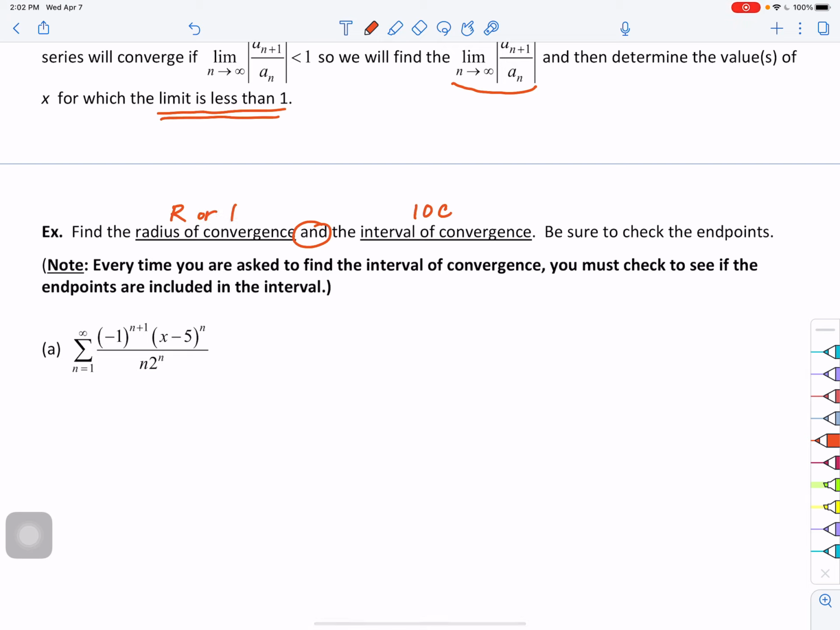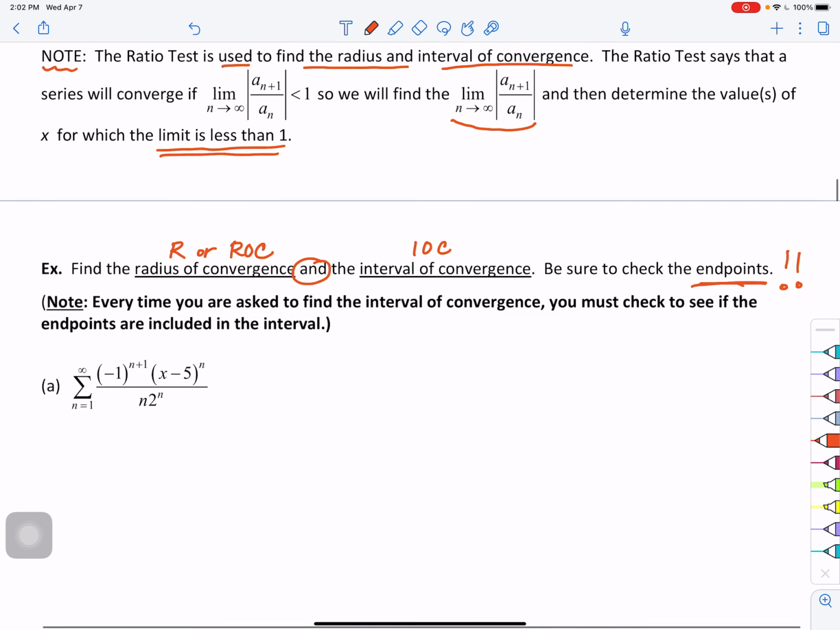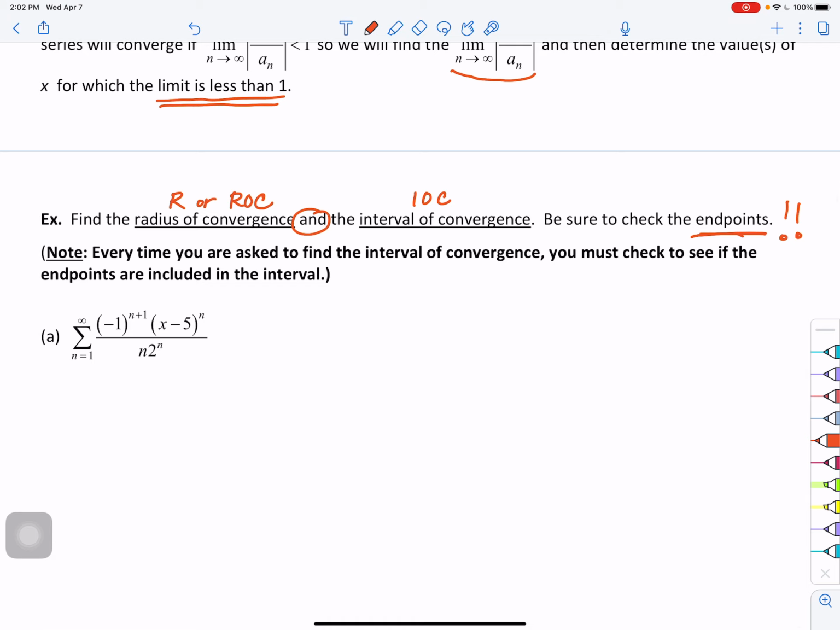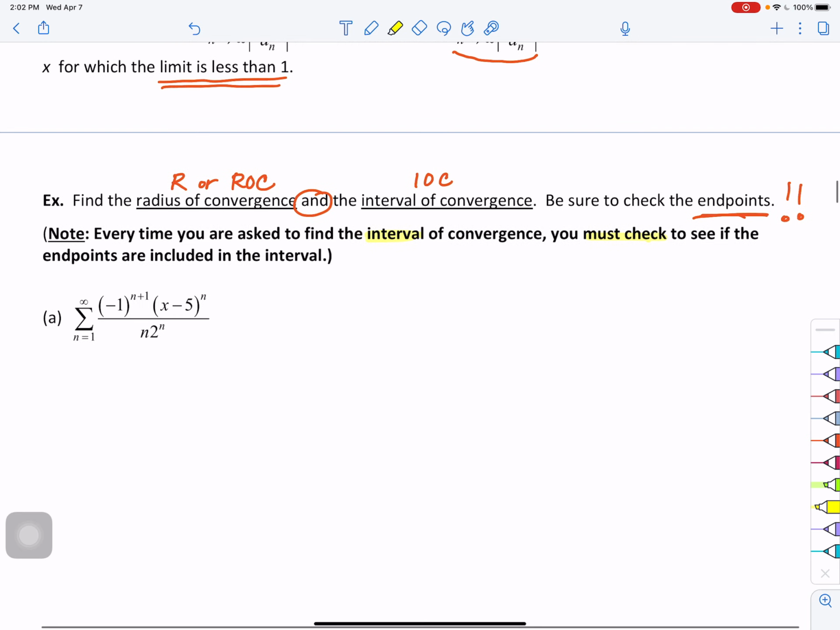You can also call this radius of convergence, but most of the time we just use an R. Be sure to check the endpoints. That is a big deal. What happens at the endpoints of the interval? Note, every time you are asked to find the interval of convergence, not the radius, but if you're asked to find the interval, you must check to see if the endpoints are included in the interval.